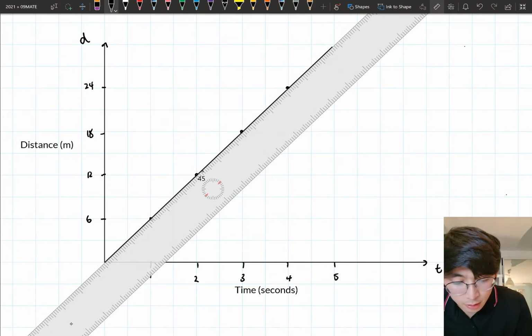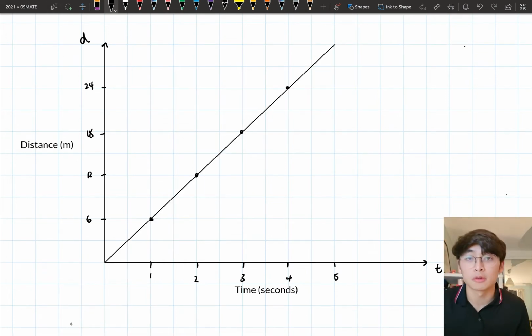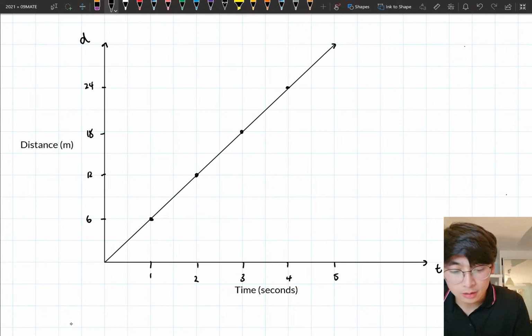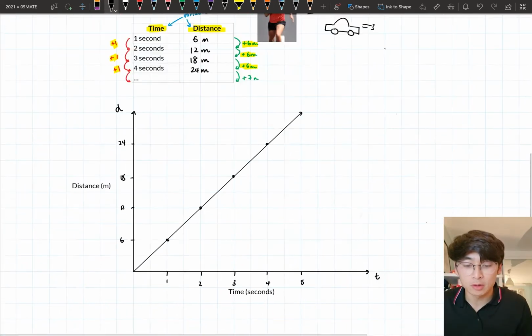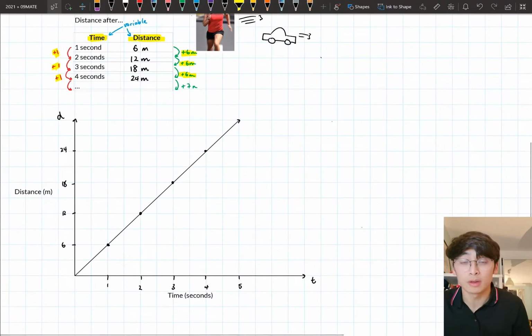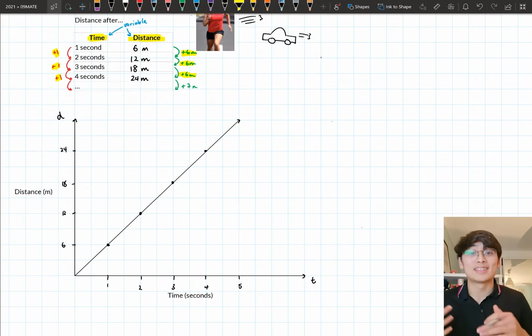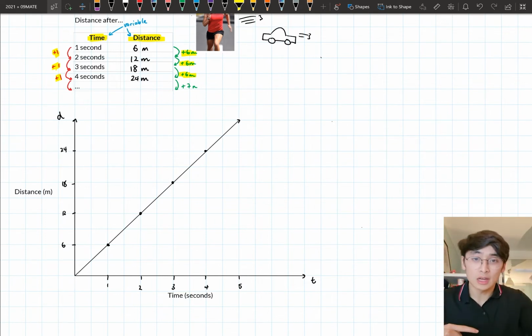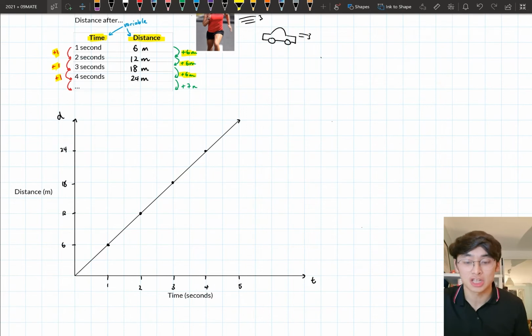And so here, we've got a straight line that passes through the origin. So this is what we're talking about when we're talking about two things being in direct proportion. The rate of change of one variable relative to the other is constant. My time is constantly increasing by 1 second each time, and so my distance over those 1 seconds is increasing by 6 meters each time.